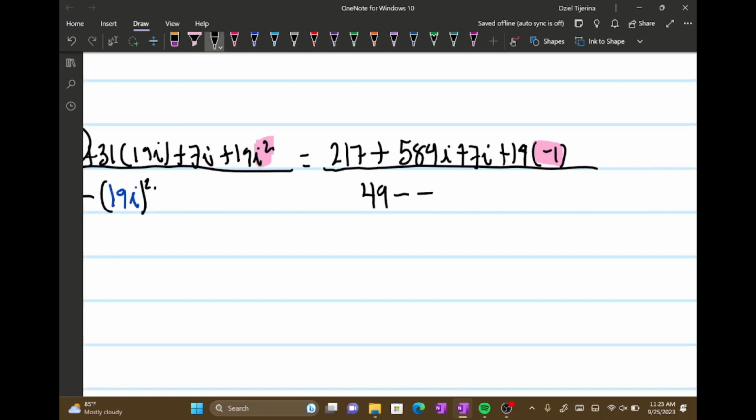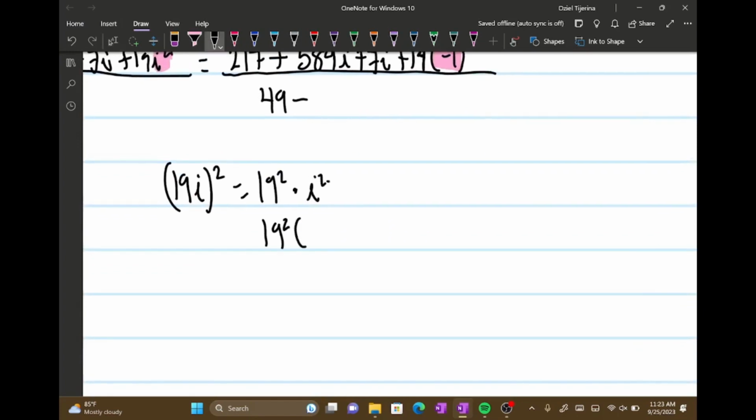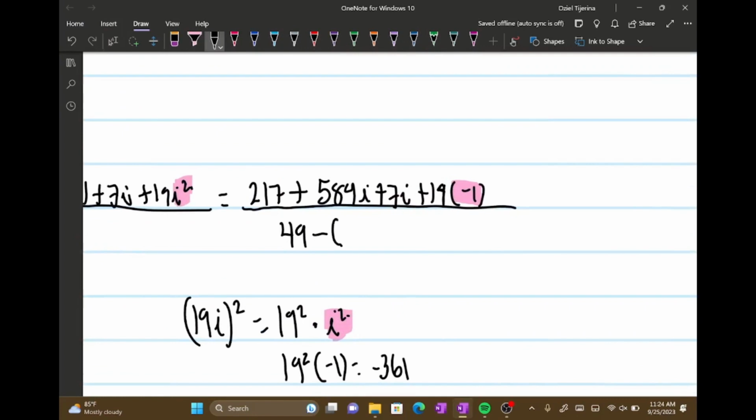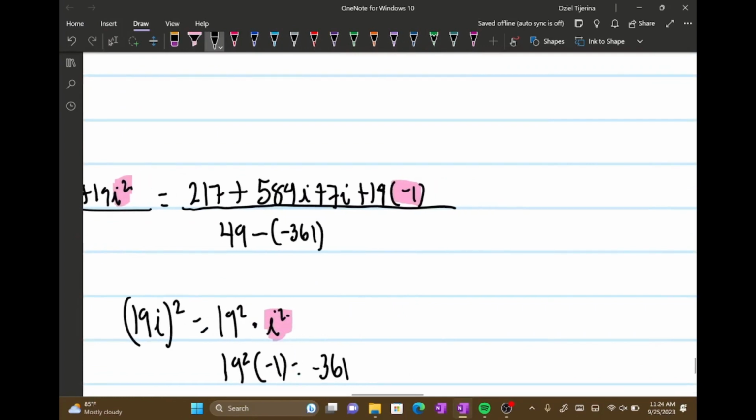And then minus, and we're going to do 19i squared, which is 19 squared times i squared, guys. So it's going to be 19 squared times negative 1. And like I said, i squared is negative 1. We have to remember these formulas. So then finally, we do 19 squared, and then times negative 1 is negative 361. So it's going to be minus negative 361 here.